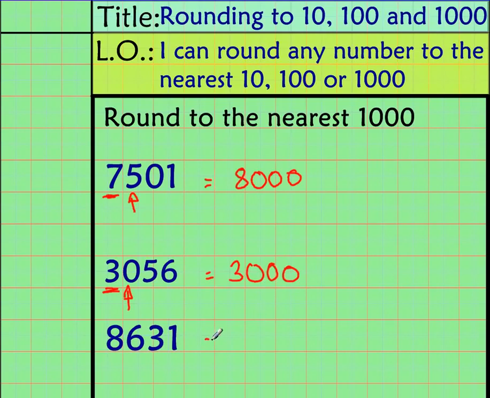And finally the last one. Here's my thousands column. Here's my indicator, the one to the right. What does the 6 tell me to do? It tells me to round up. So my 8 becomes a 9, and everything else, boom, boom, boom. And as expected, when I'm rounding to the nearest 1,000, I should end with 3 zeros at the end of my number. Okay, that's rounding to 10, 100, 1,000.